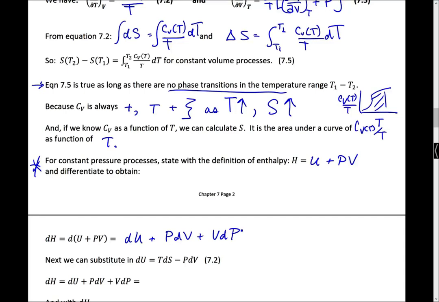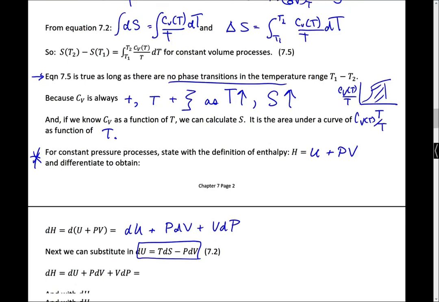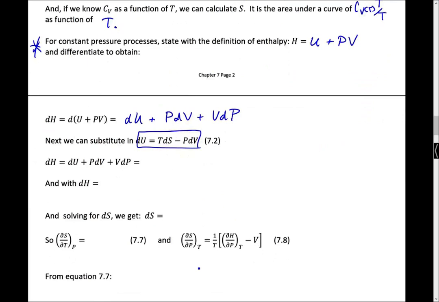The other thing we can do is say, well, we have just shown that dU is the same as TdS minus PdV. So I can plug that in. I've got minus PdV here, and plus PdV here, so they go away. And so at this point, dH is the same as TdS plus VdP. Make sense? All right.